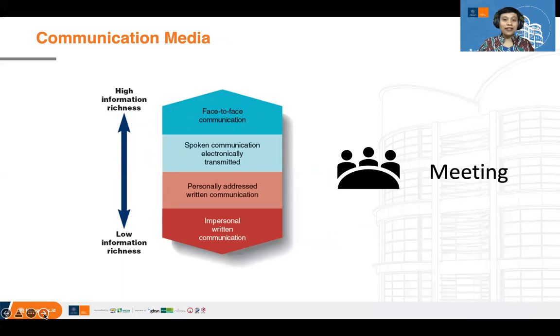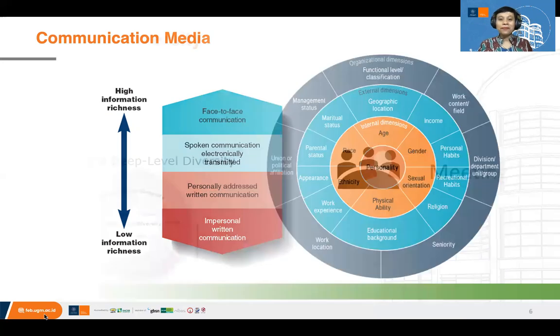If there is a specific reaction, the other parties can see it, and then afterward try to find more solutions to that specific reaction. So because of that, a meeting can be concluded as a medium of communication with a very high level of richness.